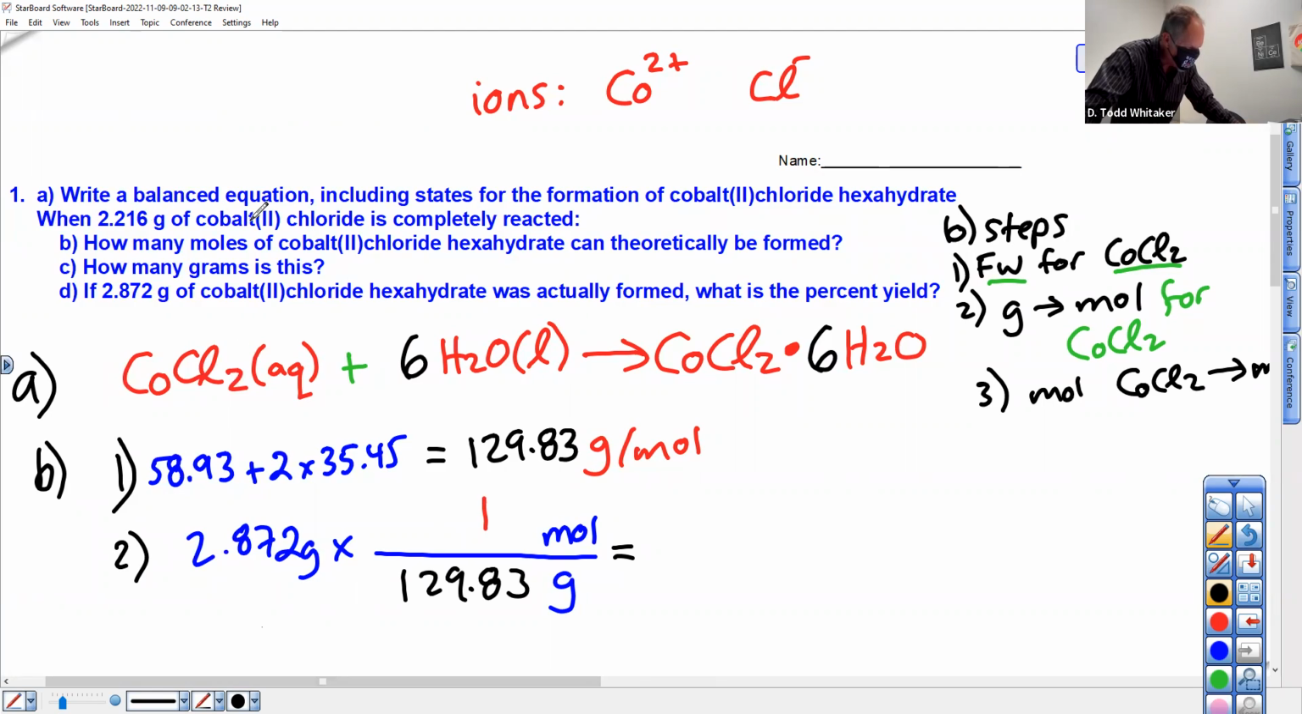2.216 grams of cobalt(II) chloride. There's no hexahydrate there, right? So this is the reactant. And we're going to get, let's see, I don't know. It's more than a tenth. 0.1 something. Oh, 2 decimal places, sorry. 0.02.